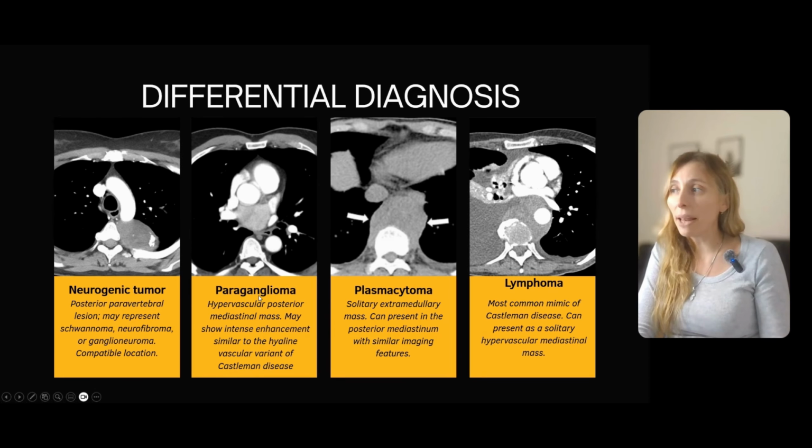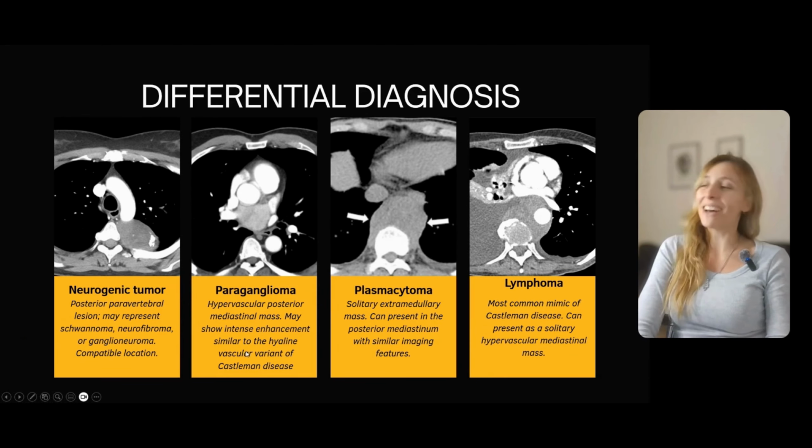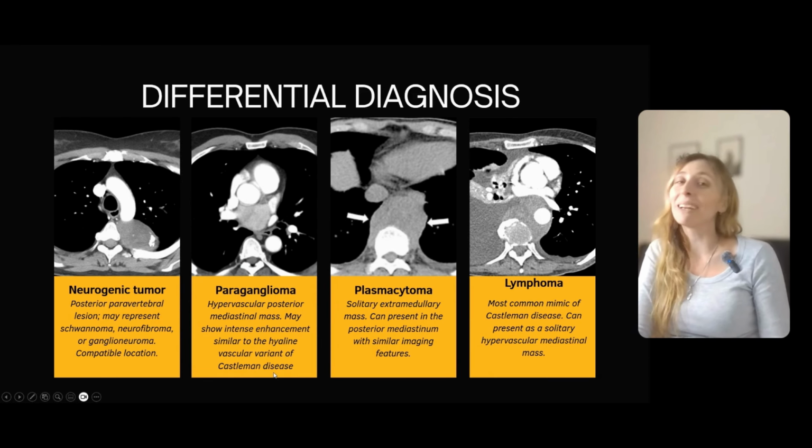So this could be a paraganglioma. This is a hypervascular posterior mediastinal mass that may show intense enhancement like the lesion in our patient, similar to the, I don't know exactly how to pronounce, hyaline vascular variant of Castleman disease, and you will see why we're talking about this.